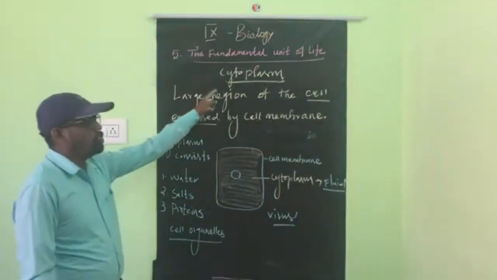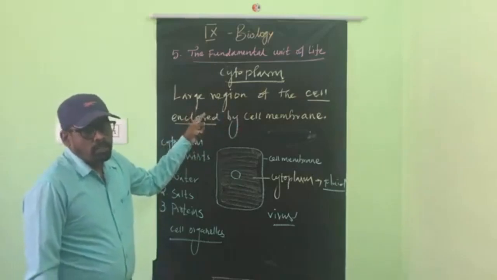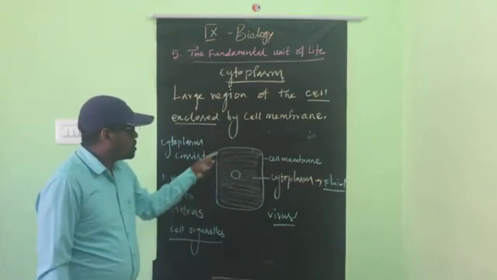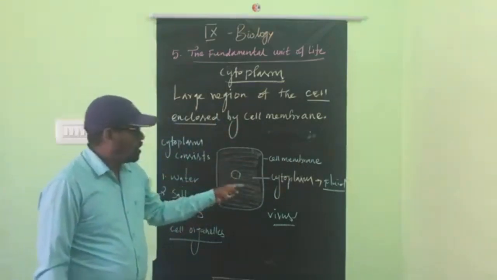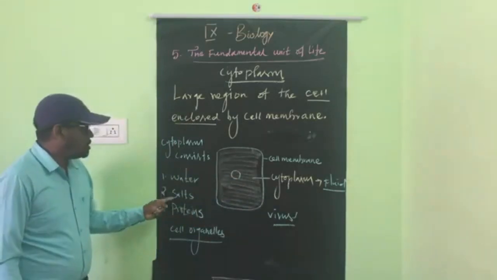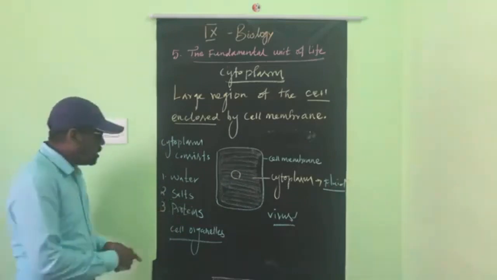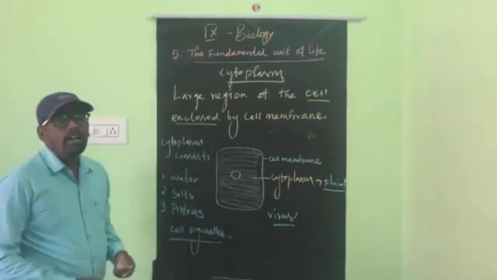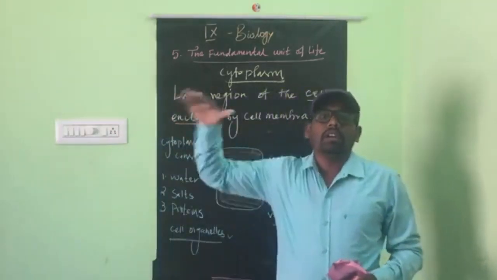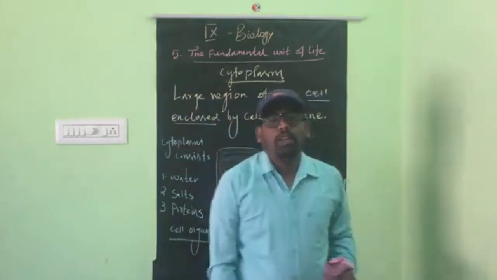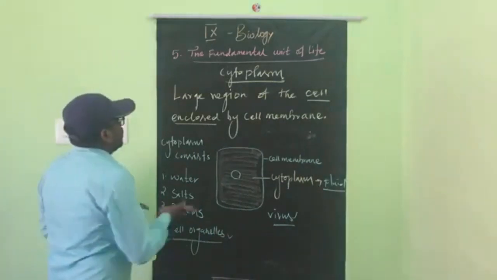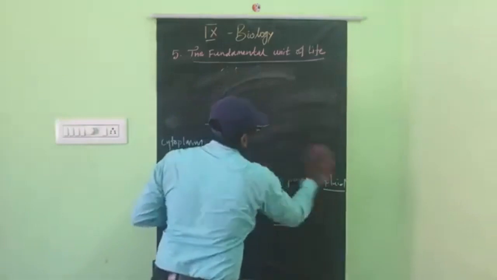Now we discuss the cytoplasm. What is cytoplasm? The fluid substance enclosed by the cell membrane is called the cytoplasm. What is there in the cytoplasm? Water, salt and proteins are there, and cell organelles are also embedded in the cytoplasm. What are cell organelles? The structures embedded or present in the cytoplasm are called cell organelles. Okay, now let's see about the cell organelles.